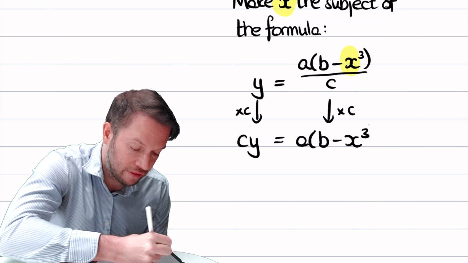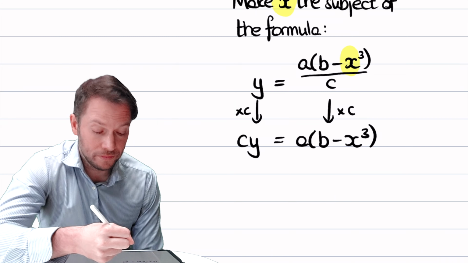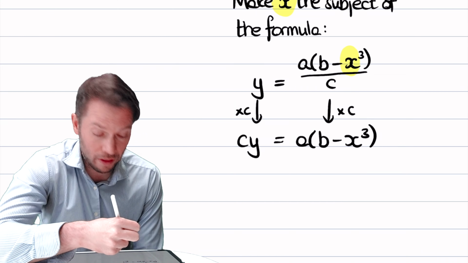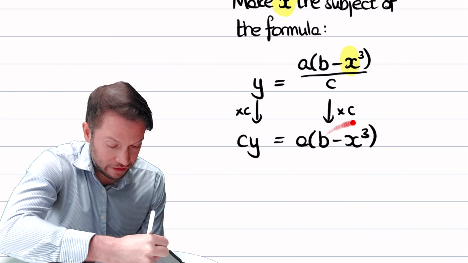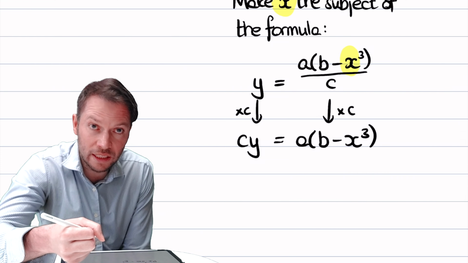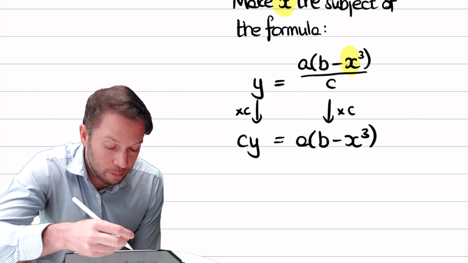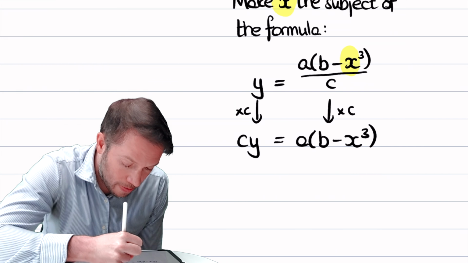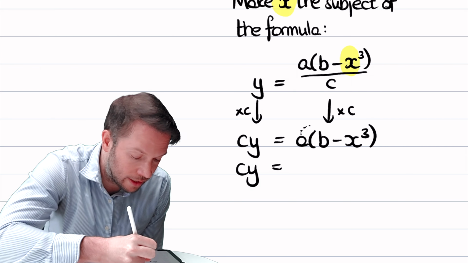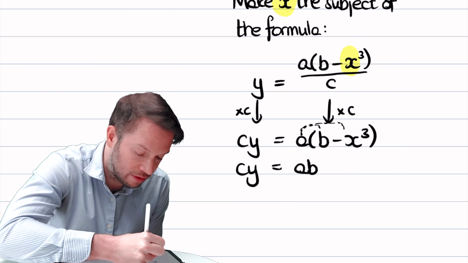Now, in previous videos, I've said when you have a bracket like this, there's two strategies. You can either divide by the thing in front of the bracket. So this b minus x cubed is being multiplied by a, so you can undo the times by a by dividing both sides by a. Or, and I prefer this way, you expand out the bracket. So let's do that. We do the a times the b, which is ab, and we do the a times the minus x cubed, which is minus ax cubed.